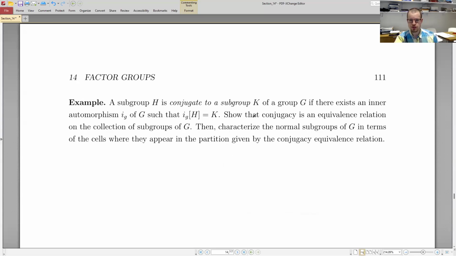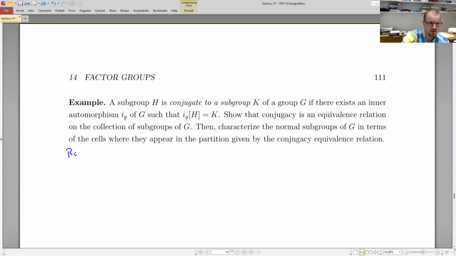Okay, so we want to show that conjugacy is an equivalence relation on the collection of subgroups of G. So we're not necessarily talking about one specific G, but rather we're talking about any pair of subgroups. They are conjugate to one another if there exists this relationship between them. And we want to show that this is an equivalence relation. So let's see if we can work through this.